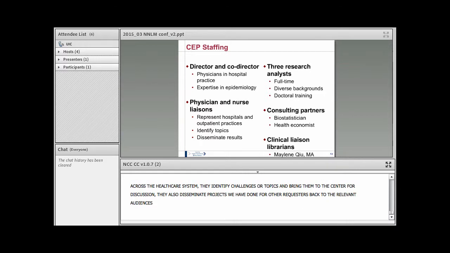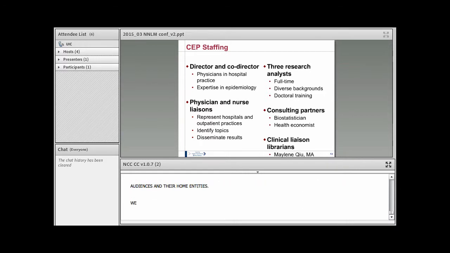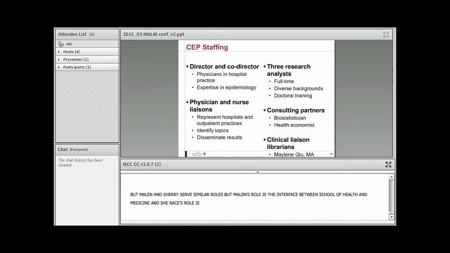We have research analysts who do the bulk of the rapid systematic reviews. We have consulting partners in biostats and a health economist. And then, unfortunately, it got cut off a bit, but we work with a number of clinical liaison librarians. Maylene Q is one of them, and Sherry Morgan got cut off. She's right under Maylene Q. Maylene and Sherry serve in similar roles, but Maylene's role is the interface between the School of Medicine and the health system, and Sherry's role is the interface between the School of Nursing and the health system.